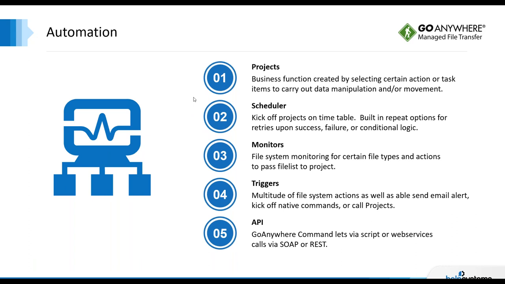Automation projects, I touched on that real quick, but it's just your way to create some sort of business function by selecting action items to build out whatever kind of data manipulation or movement that you want to do. And we'll look at a couple. Schedulers, again, pretty much straightforward as far as the schedulers are concerned. There is a repeat option in there, so it's kind of built-in retries upon success, failure, or even conditional logic, looking at certain variables and what their values are. Depending upon what they are, you kick the schedule off or you don't.